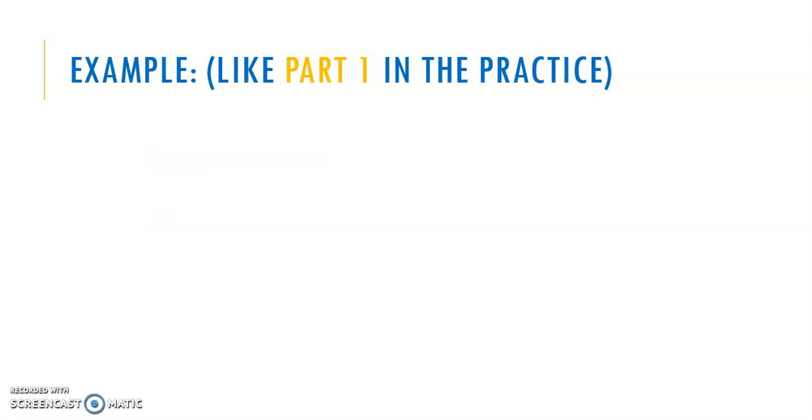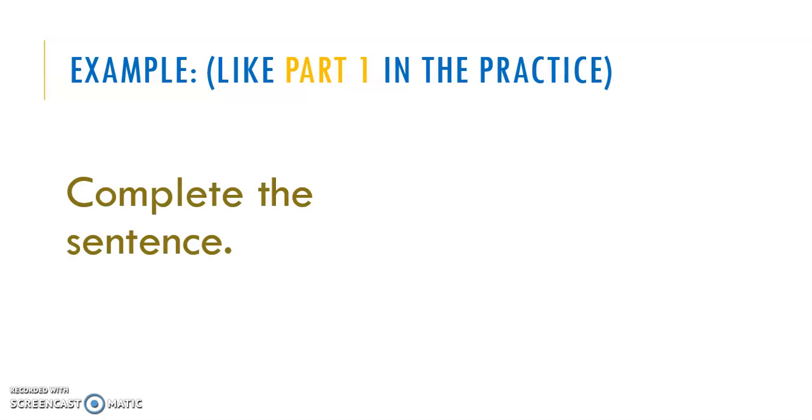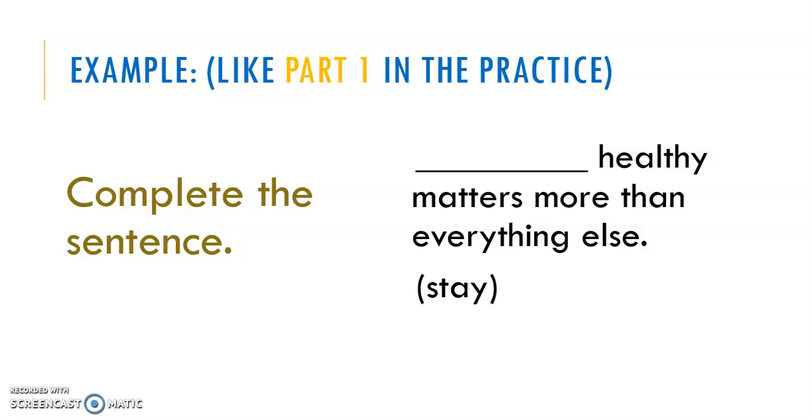But in the practice, you'll see two parts. In the first part, you'll be asked simply to complete a sentence like this one using a verb that is given in parentheses. So to complete this sentence, something healthy matters more than everything else, you'd simply use the gerund. Staying healthy matters more than everything else.